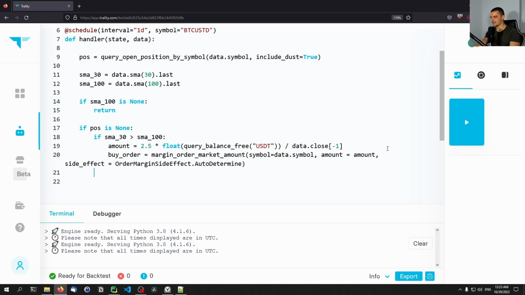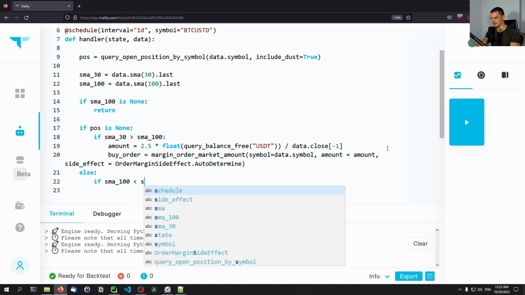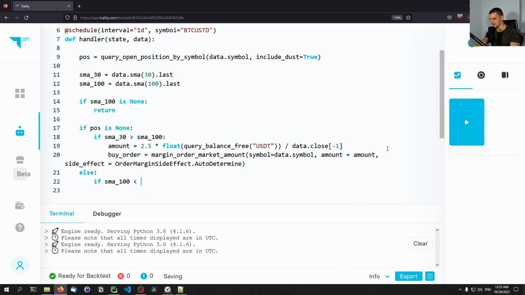And in the other case, if we have a position, we're going to do: if the SMA 30 is less than the SMA 100, we're going to sell our position. So we're going to say that the amount that we want to sell here is negative what we have. So we're going to say the amount is negative everything we have in Bitcoin.